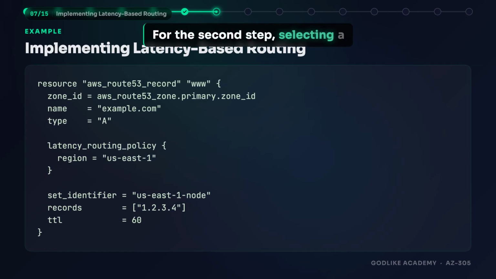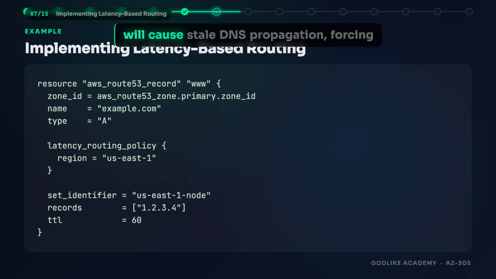For the second step, selecting a global strategy, we can use Terraform to define a latency-based routing record. This configuration directs users in the US East 1 region to a specific endpoint. The latency routing policy block ensures that Route 53 evaluates the user location and routes traffic to the nearest healthy region automatically. Running a network DNS record set without verifying TTL settings will cause stale DNS propagation, forcing clients to connect to deprovisioned endpoints during active maintenance windows.